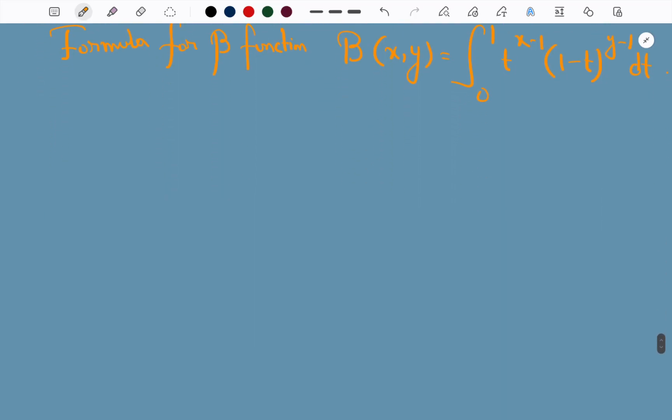Now, the next thing that comes up is, why study the beta and gamma functions together? So what is the connection to the gamma function? The connection is like this: B of x, y can also be written as gamma of x into gamma of y, divided by gamma of x plus y.